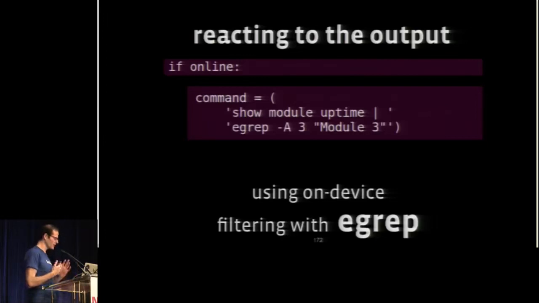Here, I wanted to show that you can do your parsing on box as well, if the boxes will let you. This platform actually has grep and egrep on the actual network device. So I can parse the output of show module on box with egrep to grab the section I care about, so that inspecting the output is a little bit simpler.